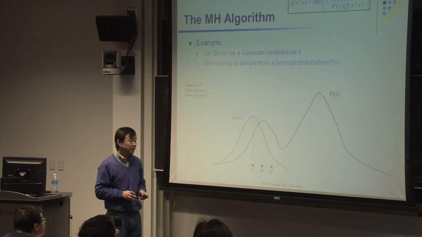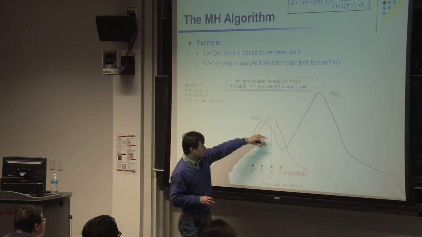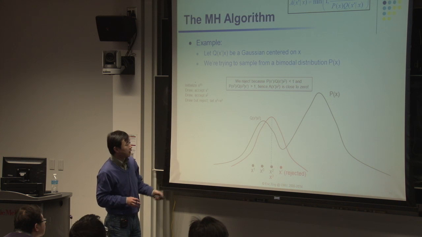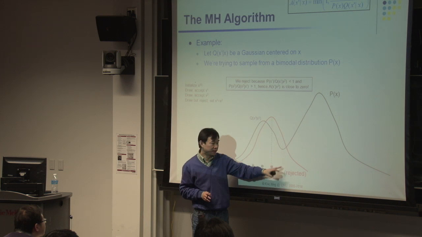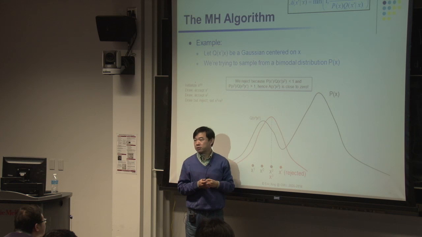And if it is accepted, then you have a chance to define a new kernel. And with the new kernel, you draw a new sample, which is this x prime, and you plug x prime into this equation. Because you are in a saddle region, maybe the probability of this sample under the original distribution is not that high. Therefore, the acceptance rate is not that high either. So you are unlucky and the sample gets rejected.